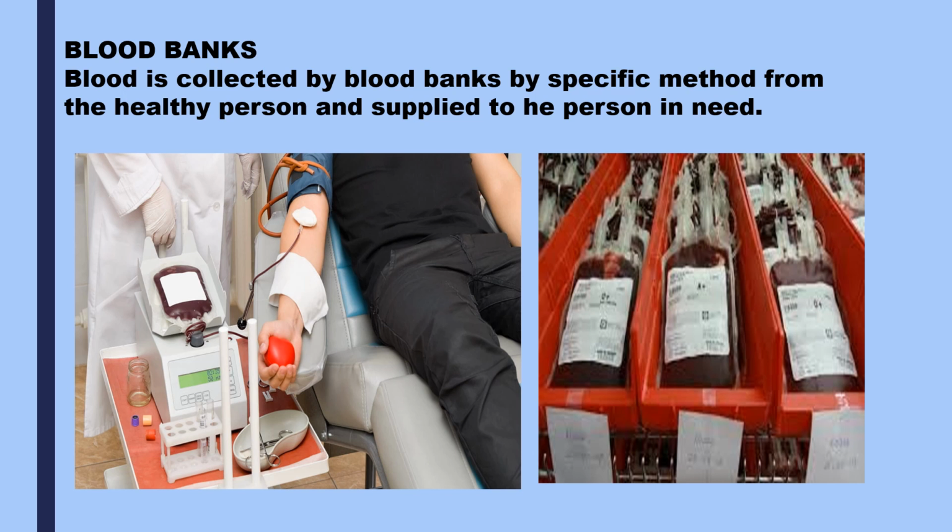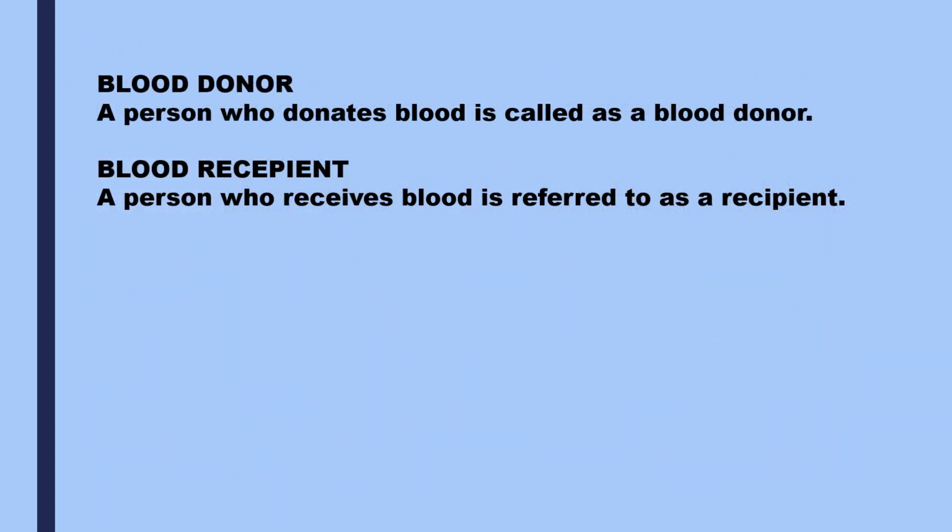So, in the blood bank, the donated blood is first collected, it is processed, and it is tested for any kind of virus or bacteria present in it. The blood is separated, the cells basically are separated from the blood, and then it is stored. The person who donates blood is called a donor, and the person who receives blood is called a recipient.